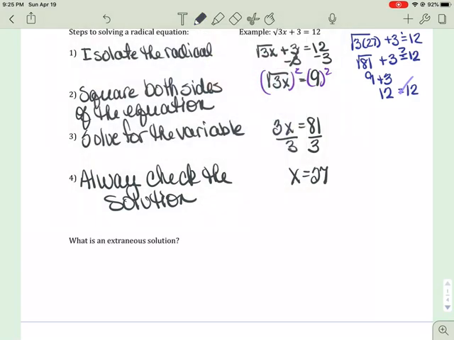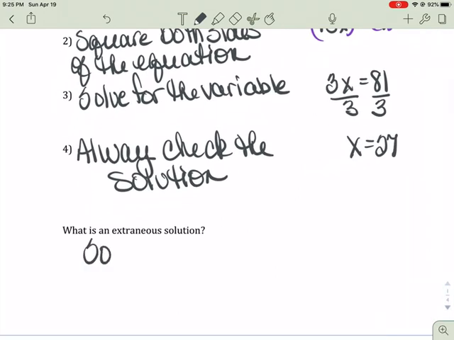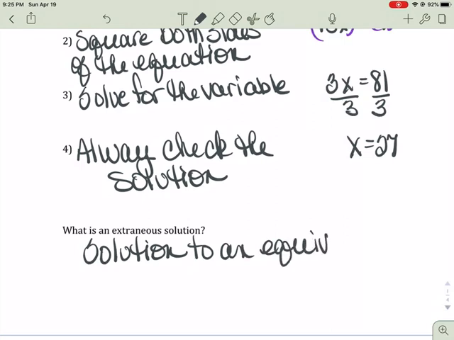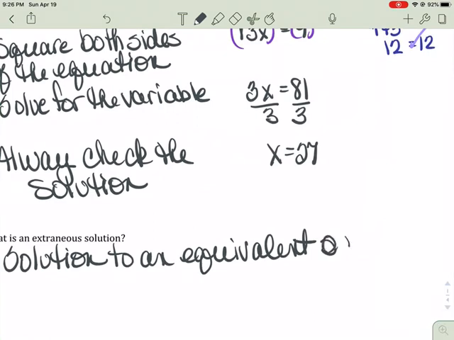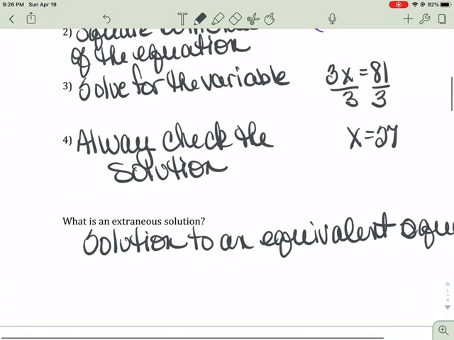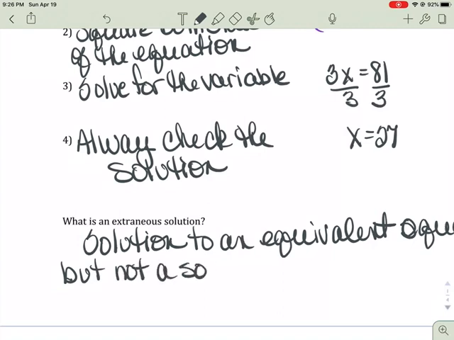So we always want to go back and check our solutions. Now, one of the things that could happen as we're checking our solution is we could get an extraneous solution. Now, I believe we talked about this before, but we want to define it as a solution to the equivalent equation of the original equation. So this is a solution that we might get when we square both sides. So this is a solution to the equivalent equation, but not a solution to the original problem.